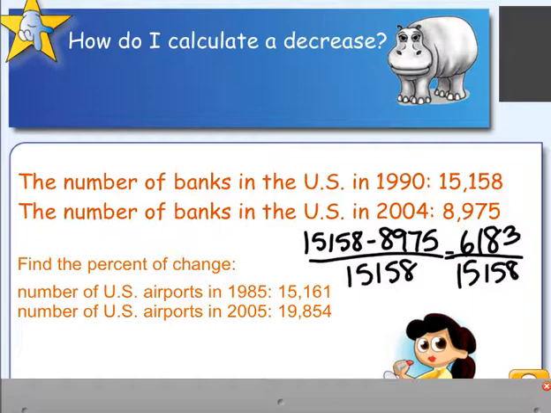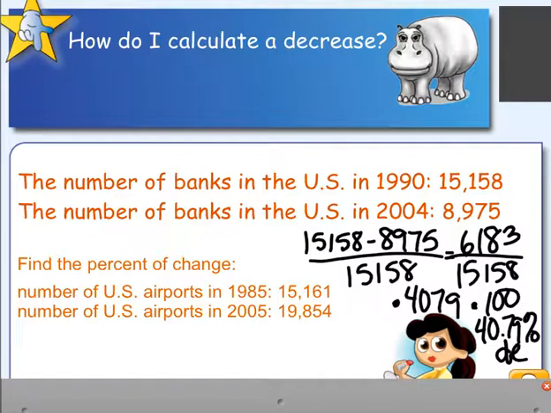which gives me 0.4079. Now we take that decimal, and just like we've done, we're going to multiply it by 100 to get a percentage of 40.79%. So it decreased 40.79%. And we could do something similar for the second one and get a percent increase.